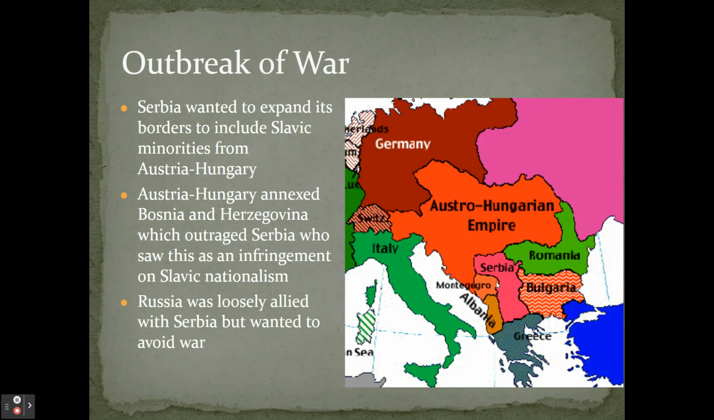Another factor at play is that Russia, which is over here in pink, was a loose ally with Serbia. Russia didn't really want to get involved. They don't really want to start a war over this, but they have a loose alliance because Russians are Slavic people too. And so Serbia kind of feels like it has the backing of Russia over here.